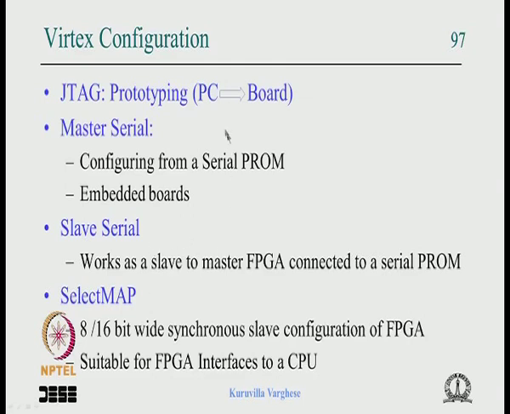So that is about the configuration: one for prototyping, and 2, 3, 4 for deploying in the field. And SelectMAP is a parallel configuration which is much faster than the serial configuration.